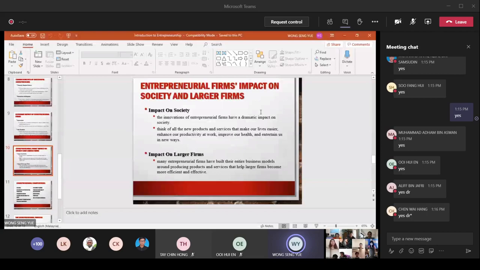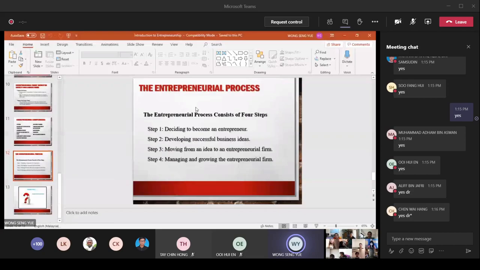This slide, the next slide, I'm going to hold for a while, to continue. The entrepreneurial process has four steps. First, you have to make a decision on your own, saying that starting today, in the next 1 year, I want to start up my business by being an entrepreneur. So you have already decided to become an entrepreneur. Next, you have to generate a very good business idea. Then you are going to transform your business idea and put it into practice in the industry. Later on, you are going to manage it and grow your business.